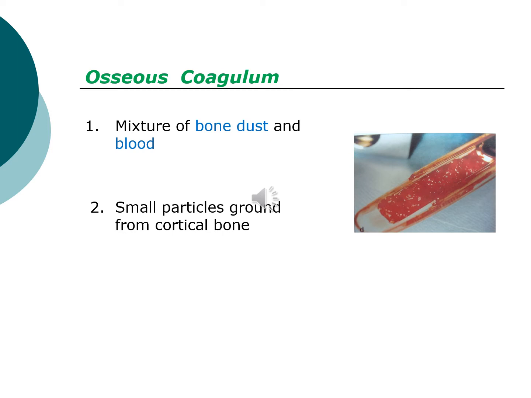So there is something called osseous coagulum. This is nothing but a mixture of your bone dust and the blood. And of course, it's smaller particles of cortical bone. We saw in the previous slides, smaller particles mixed with blood form osseous coagulum.